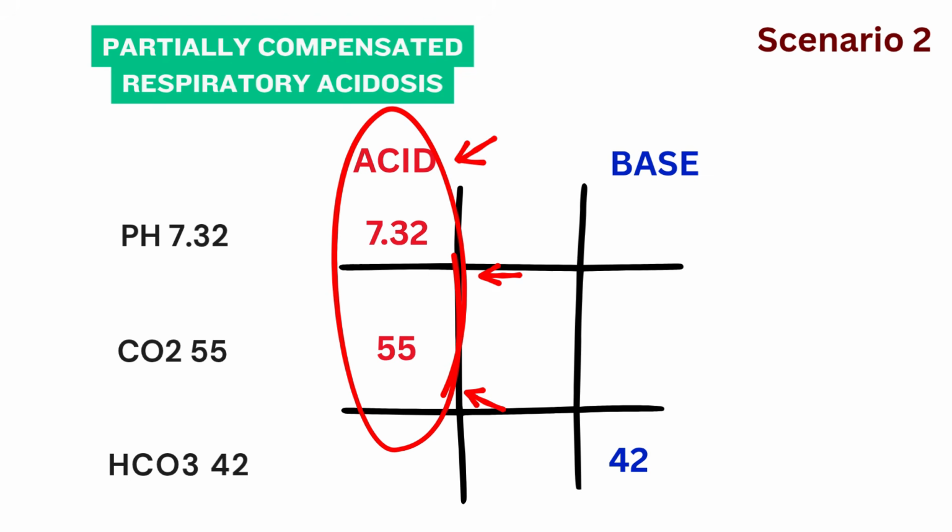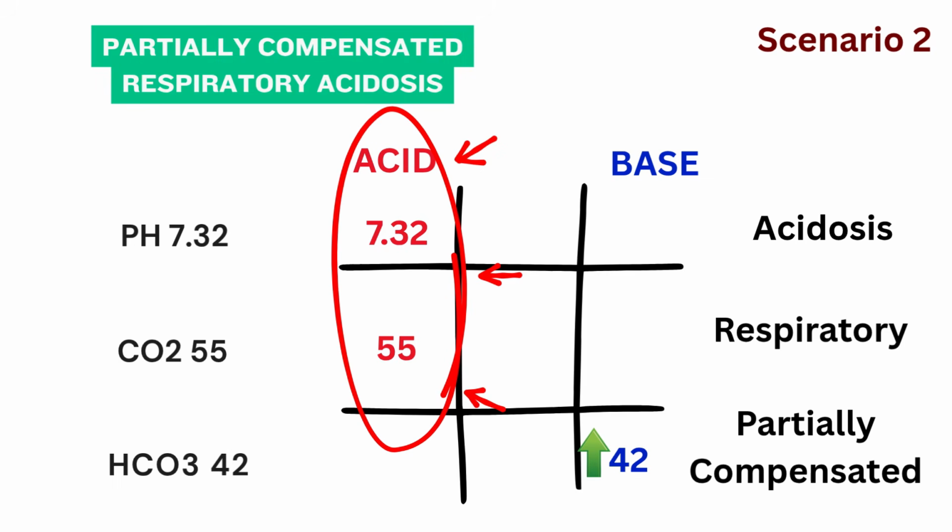Here's the logic. The pH is 7.32, which is acid. The CO2 is 55, which is acid. Boom, we have our respiratory acidosis match. But look at the HCO3, it's 42. That is a massively high base. The kidneys are actively trying to help out by producing base. They're in couples counseling. But because the pH isn't fully back to normal yet, it is only partially compensated.